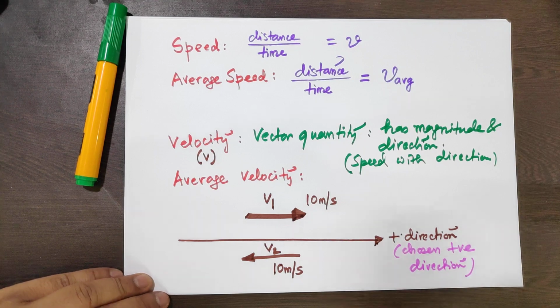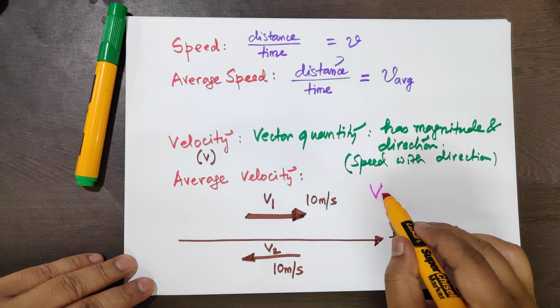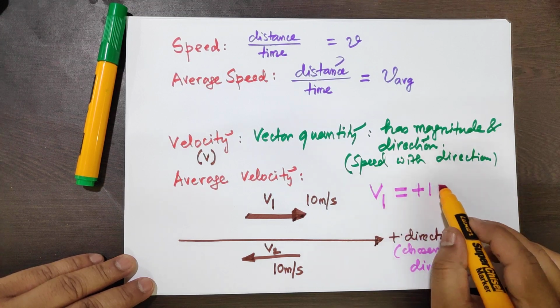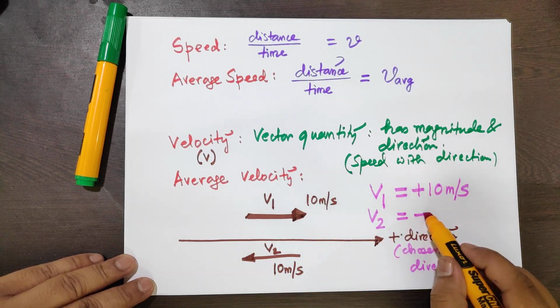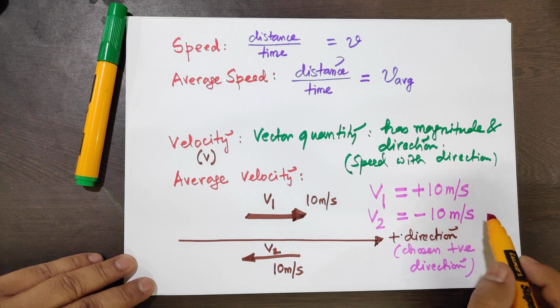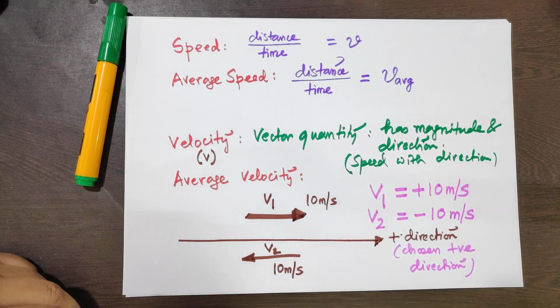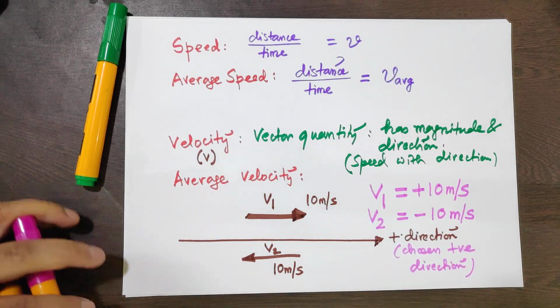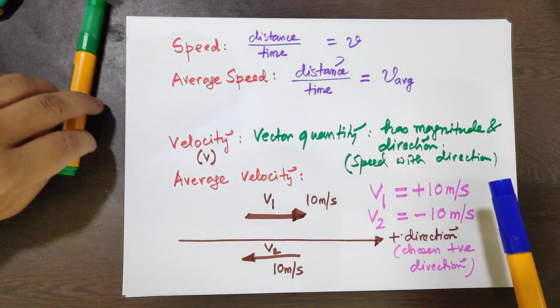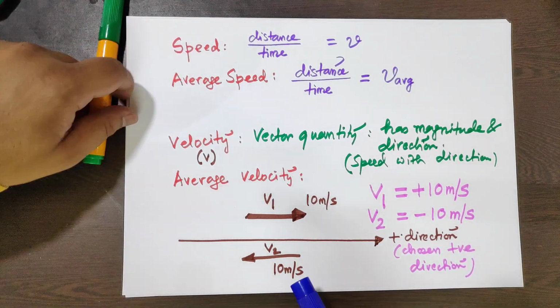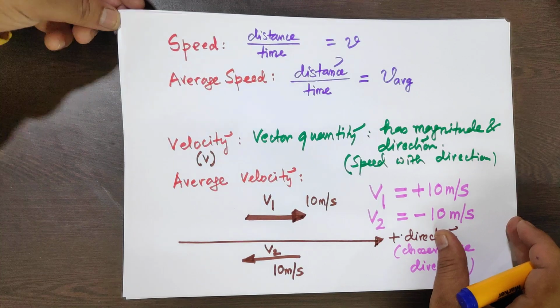According to this direction, what is the value of v1? Here from the diagram, v1 is plus 10 meter per second, and v2, as it is this way, is minus 10 meter per second. As these v1 and v2 are velocities, that is why we write them with signs plus and minus, depending on the direction. And remember, it is up to your choice which direction you will consider as positive and which direction as negative. Average velocity we will write on the next page.